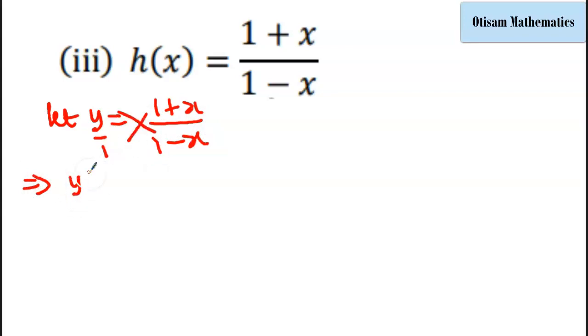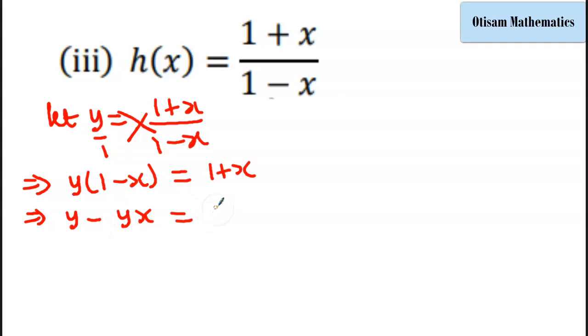So we have y times (1 minus x) is equal to 1 plus x. We then expand: y minus yx is equal to 1 plus x. We want to make x the subject, so you can bring 1 here and then send the term in x to the right hand side.